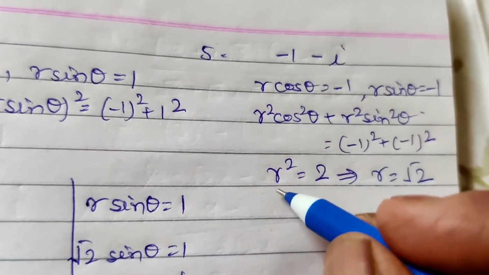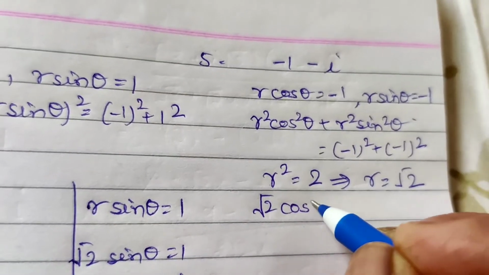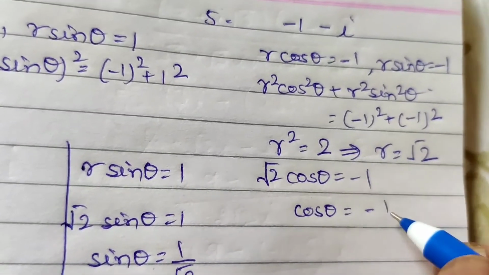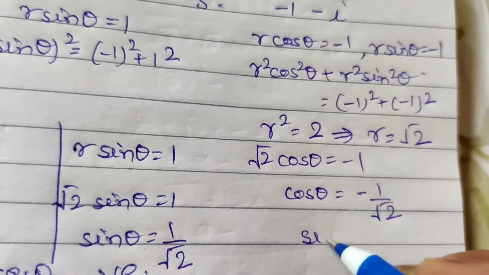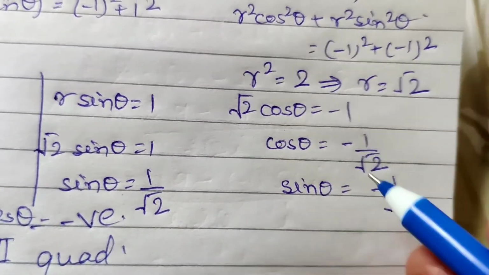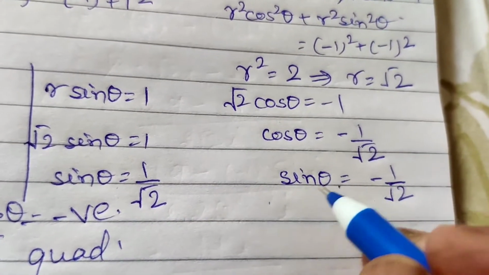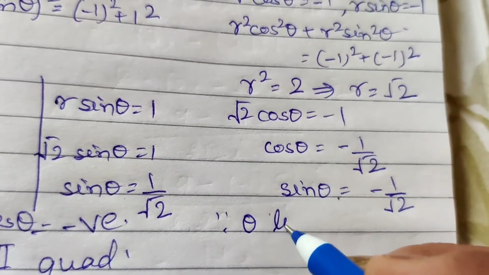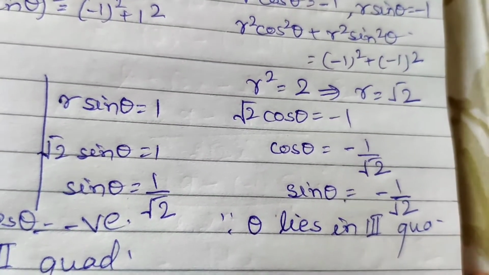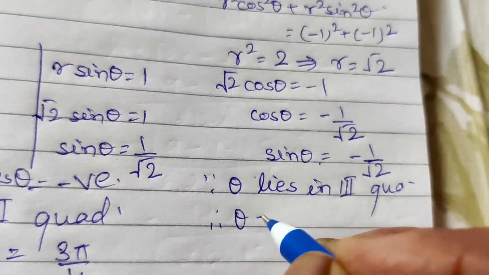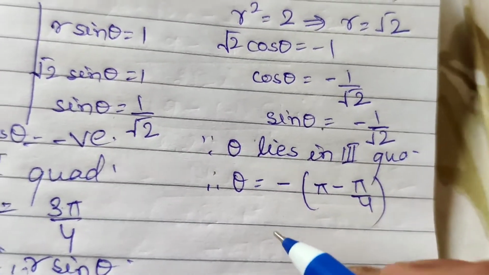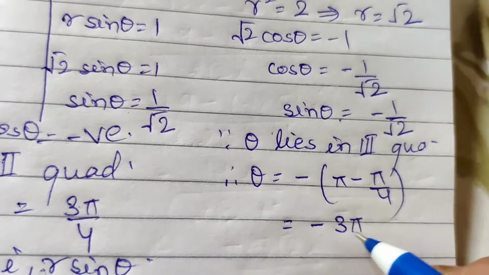Put the value of root 2: cos theta equal to minus 1 by root 2, and similarly sin theta equal to minus 1 by root 2. It means both sin and cos are negative, so theta lies in the third quadrant. Therefore, argument theta equal to minus pi by 4 on the negative side, so it is equal to minus 3 pi by 4.